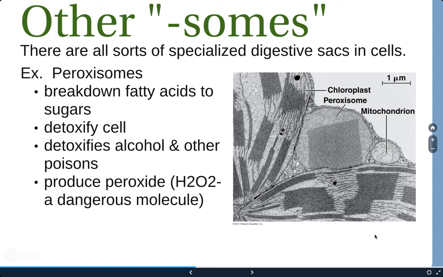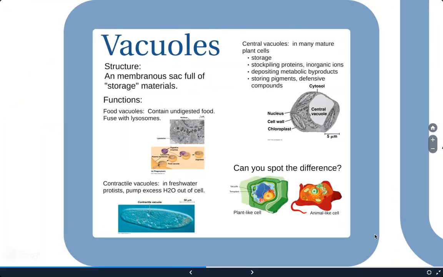So the peroxisomes, am I going to test you on this specifically? No, but they break down fatty acids to sugar, they detoxify the cell from alcohol and other poisons, and they produce hydrogen peroxide, which is a very dangerous molecule that has to be broken up. That's why you have an enzyme called catalase, which we will learn about a little bit later. So again, just introducing you to the idea that there are these other storage molecules that have the ending of the zomes in them.